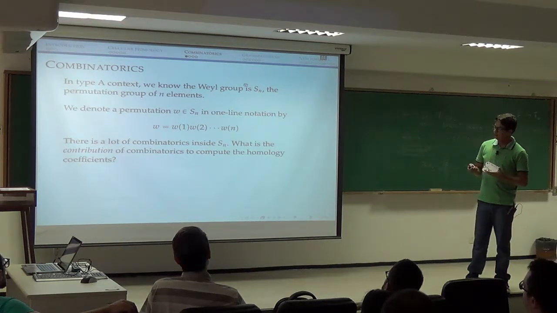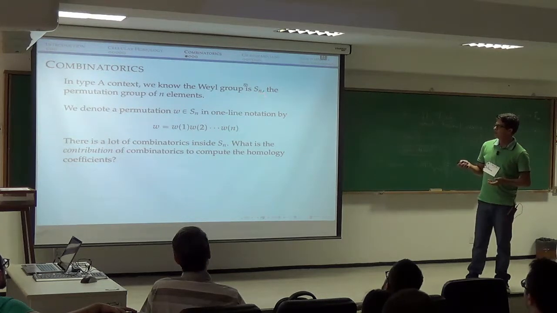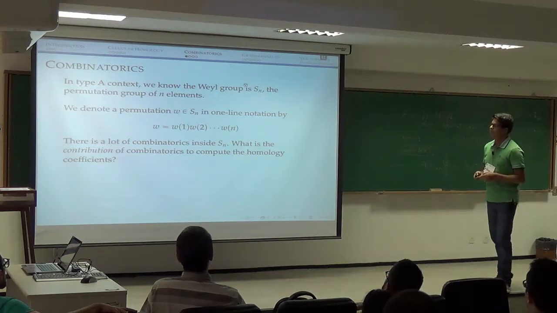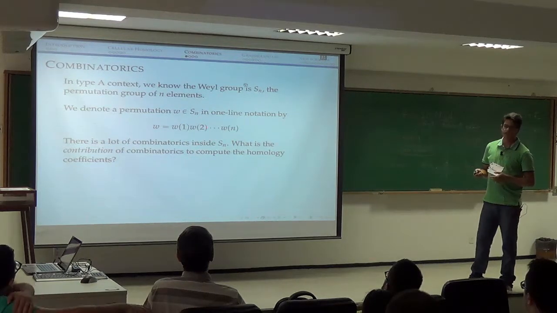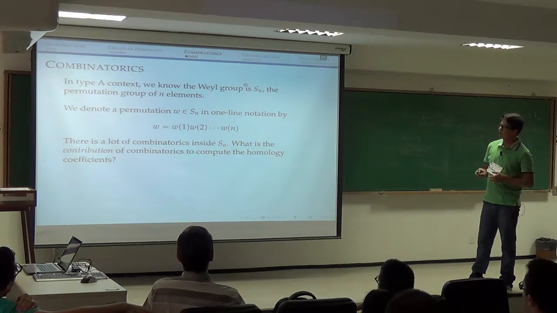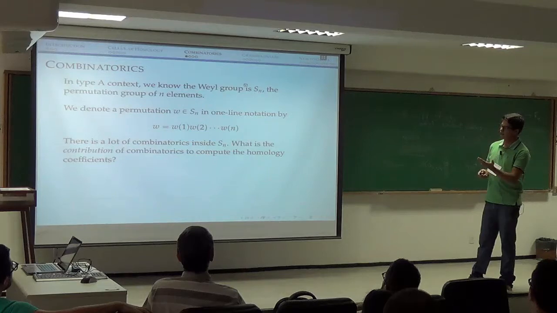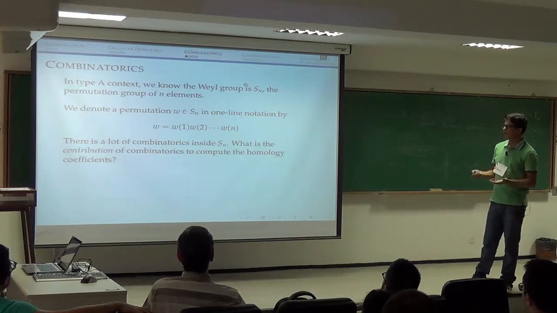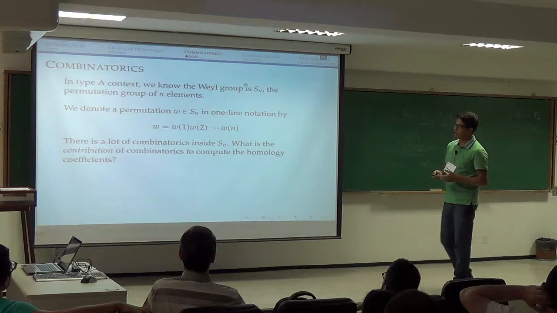In type A context, we know that the Weyl group is the symmetric group. In combinatorics, it's common to denote the permutation by one-line notation, where we see the image of each entry, W1, W2, and so on. There's a lot of combinatorics inside the permutation group, and what is the contribution of the combinatorics to compute homology coefficients?